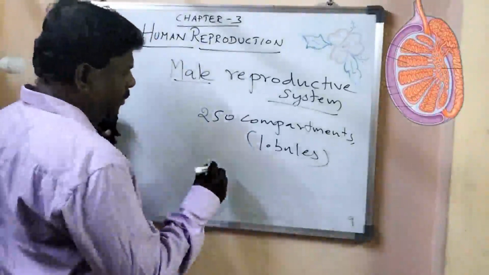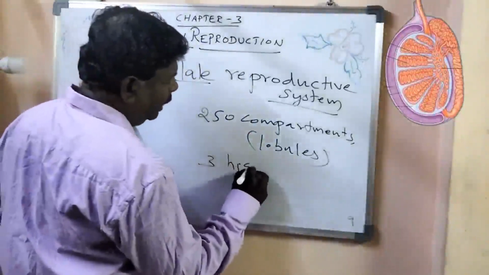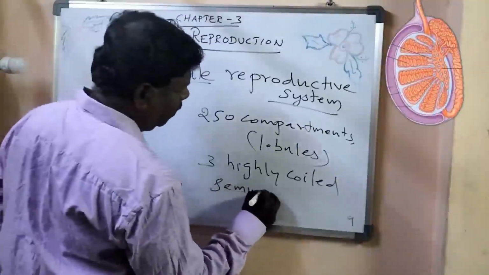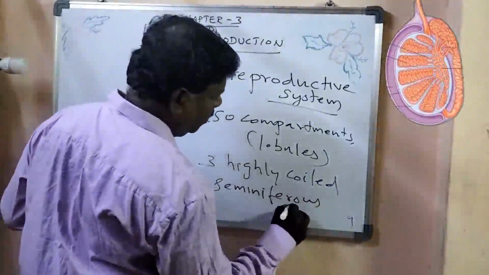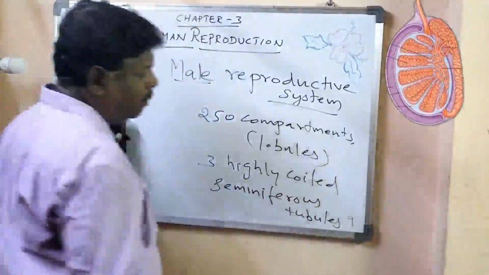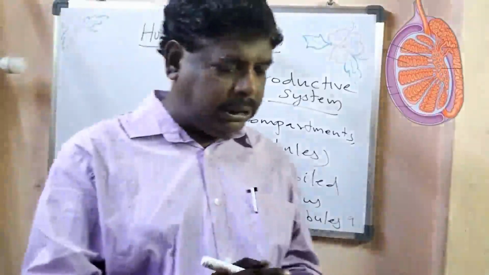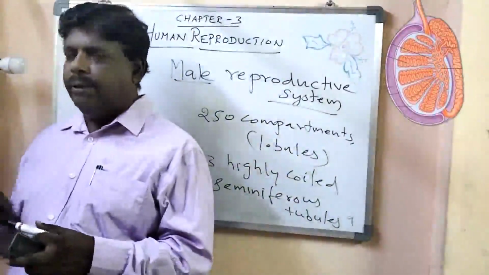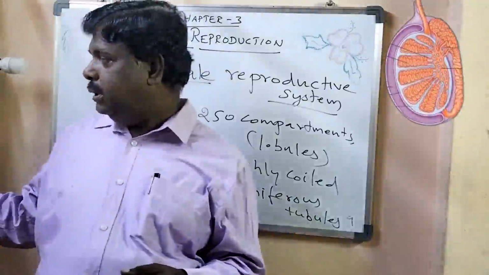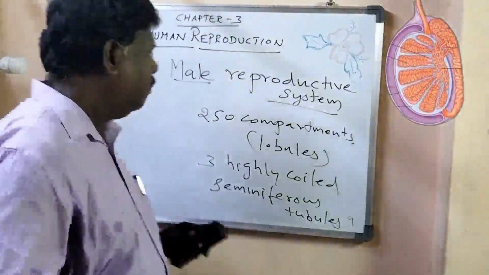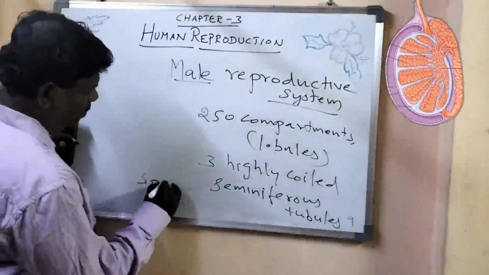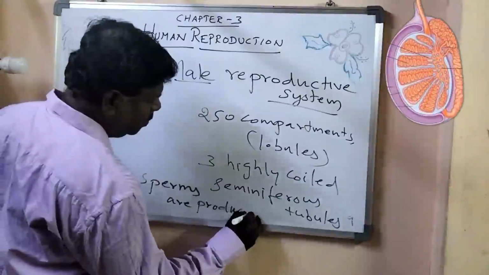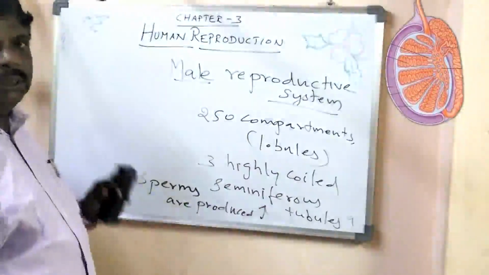Inside the lobules, 3 highly coiled seminiferous tubules are present, and it is here in the seminiferous tubules that sperms are produced.